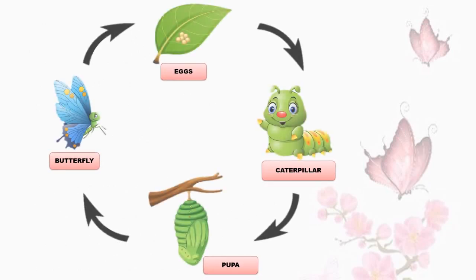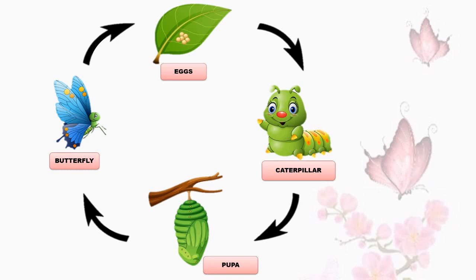The butterfly develops through a process called metamorphosis, which means transformation or change in shape. There are four stages in the metamorphosis of butterflies: egg, larva, pupa, and adult. Eggs are laid on the plants by the adult female butterfly. Next stage is a larva. This is also called a caterpillar if the insect is a butterfly.